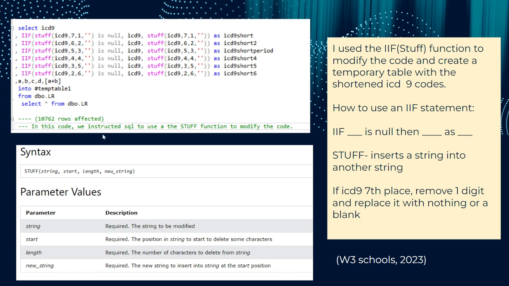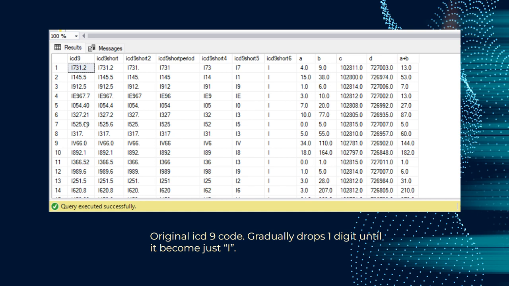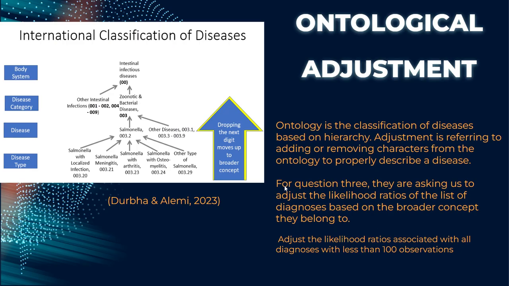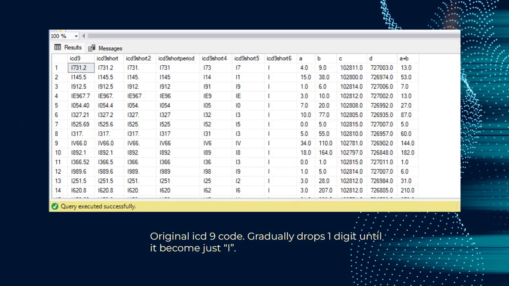And when we put this code in and run it, this is what shows up. So it did exactly what I told it to do. It started off with the ICD-9 code, and then after every row, it removed one variable. The original ICD-9 code gradually drops one digit until it just becomes I, and I is going to be the larger category that it belongs to. Remember, in the assignment, it's asking us to adjust the likelihood ratios based on the broader concept that they belong to. So as you can see, this is helping us to identify what the broader concepts are.